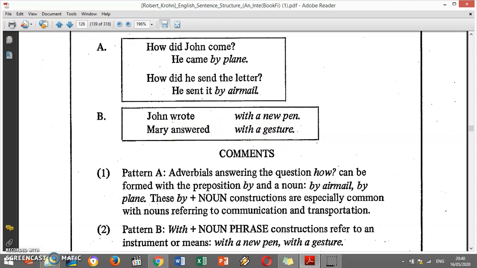Like that. So, both of these adverbials are used with different meaning. When you use by, you're talking about communication and transportation. When you use with here, usually you are talking about instruments.